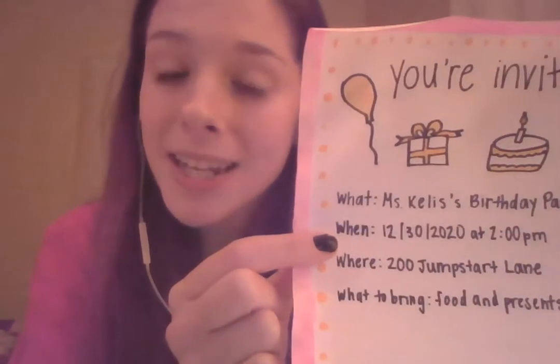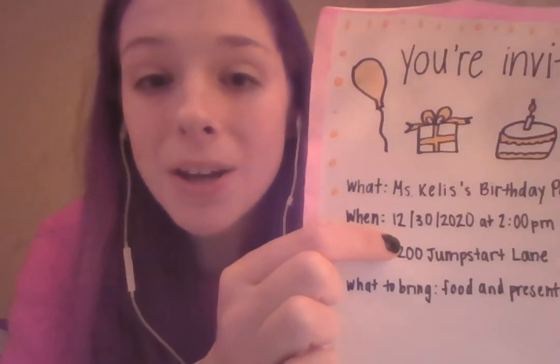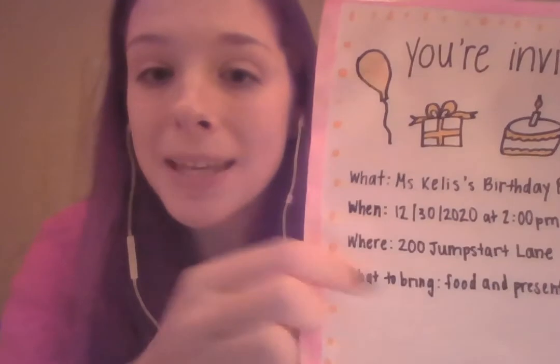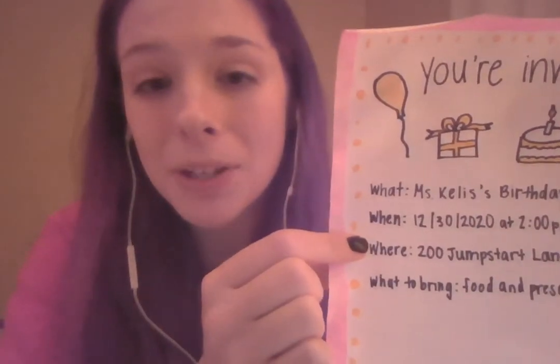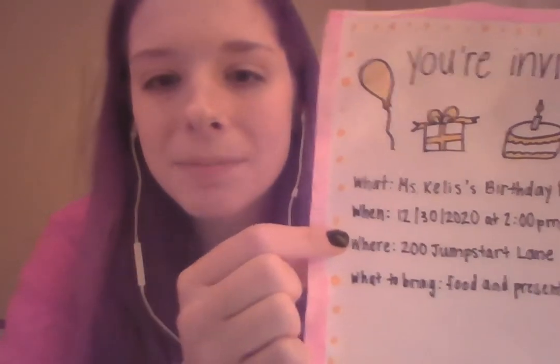Underneath the occasion says when. And after when, it says 12/30/2020. So her birthday party is going to be on December 30th, 2020 at 2 p.m. So this is telling me the date and the time of the birthday party. So I know what day to arrive and what time to arrive.